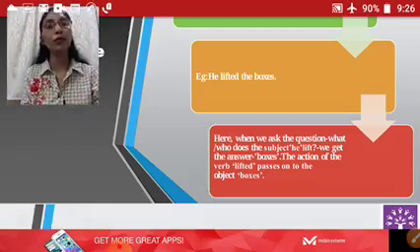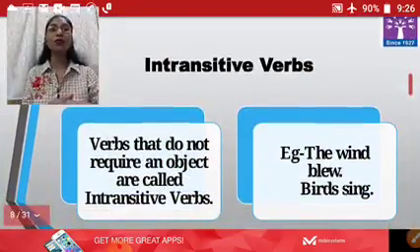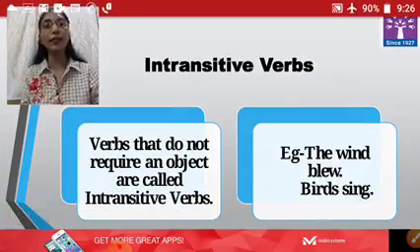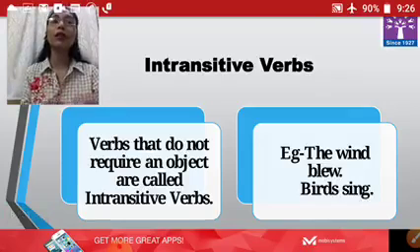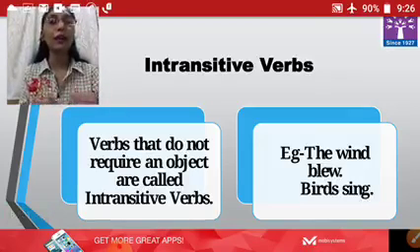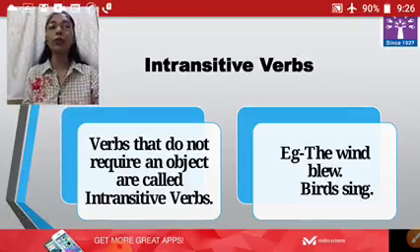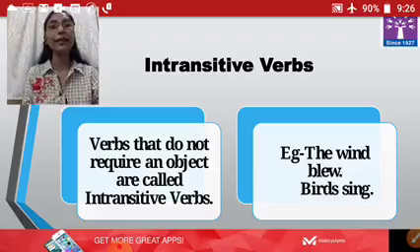Now, the basic difference between intransitive verbs and transitive verbs is that intransitive verbs do not require an object. Please take a note of this. Intransitive verbs do not require an object and hence they are called intransitive verbs. They can also work without an object. Example, the wind blew. Birds sing.